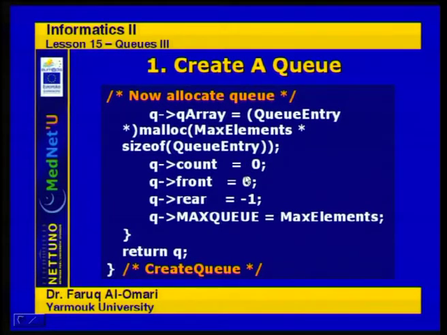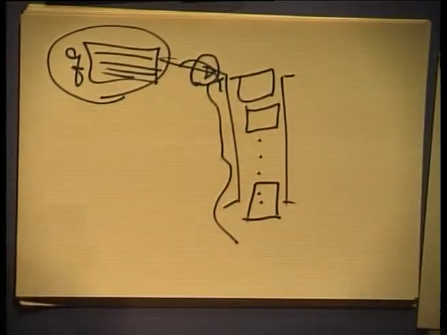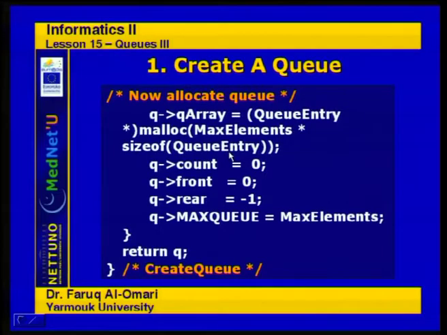So I'm building the structure of the queue, which I had in there: count, front, rear, max elements, and of course these items, which I'm going to fill later on. At least I'm just making space for them. Okay? And then just return.